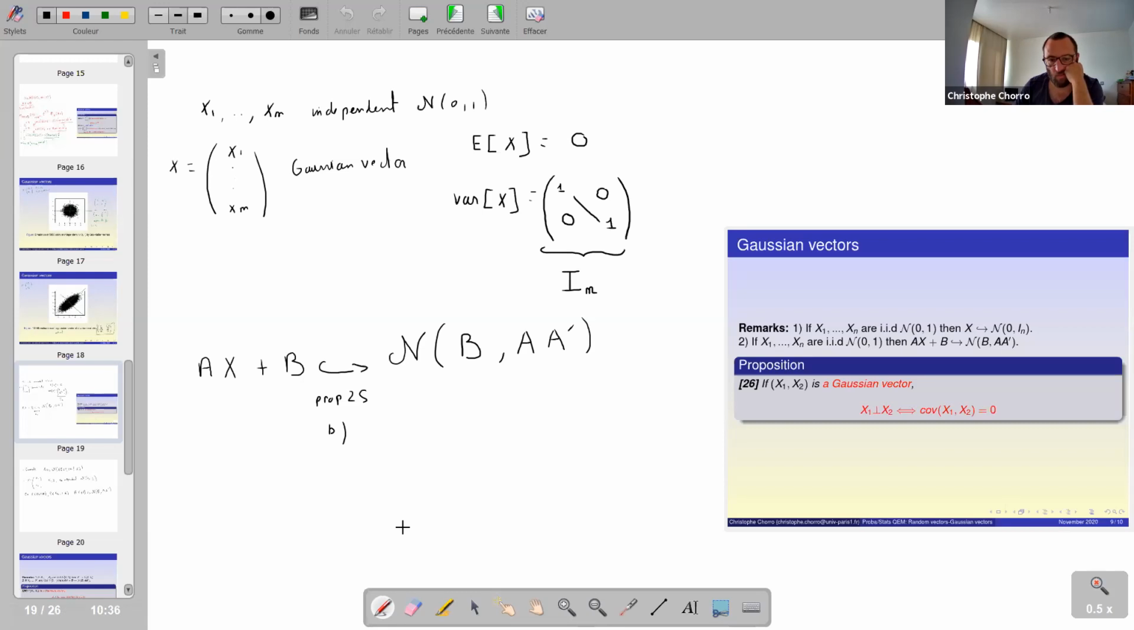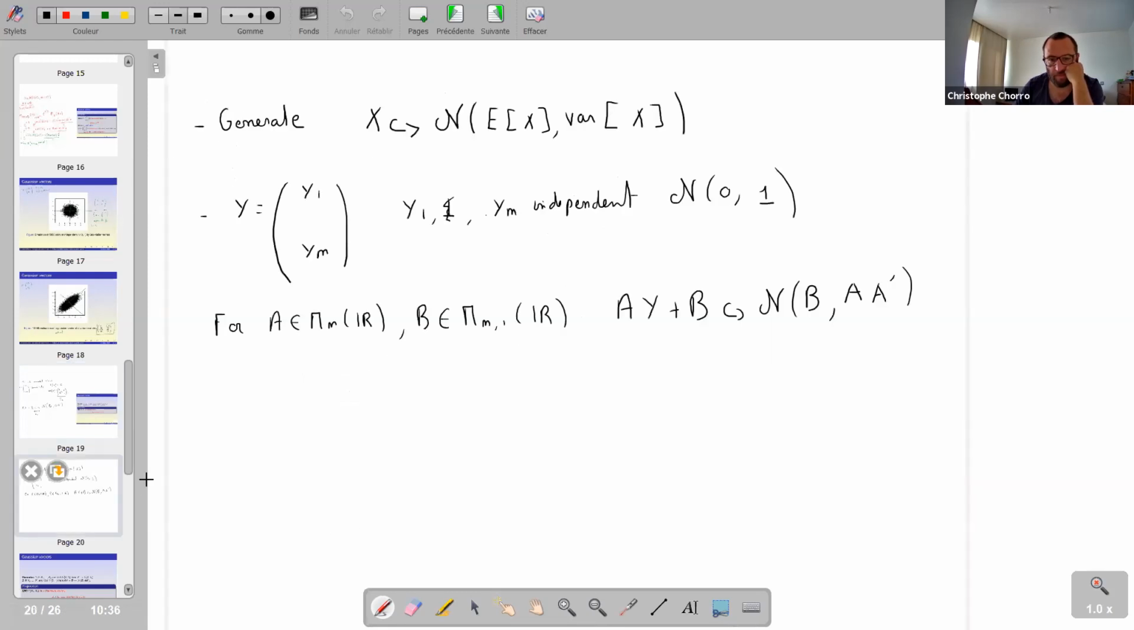If I do this, what happens? I am able to generate this one with a computer because I only have independent N(0,1) to generate. I am able to do this from exercise 4 of list 6, starting from the uniform command of my computer. So I am able to generate this one because I just have to apply the transform, which is an affine transform. If I know A and B, I will be able to generate this one explicitly.